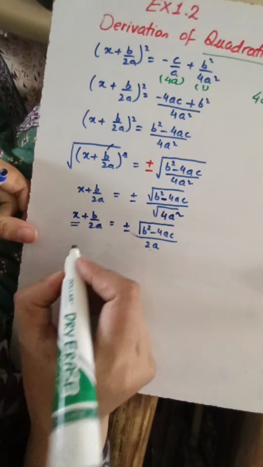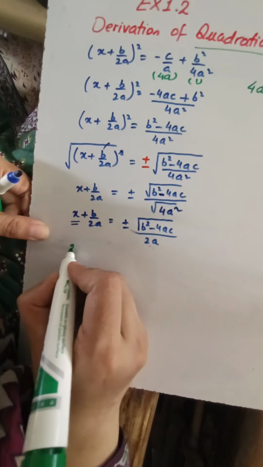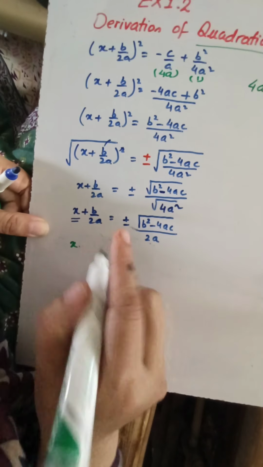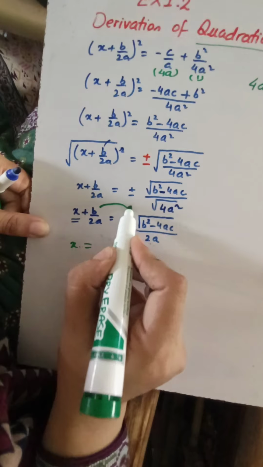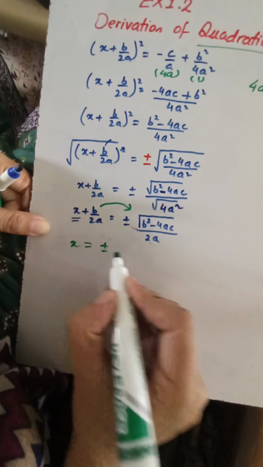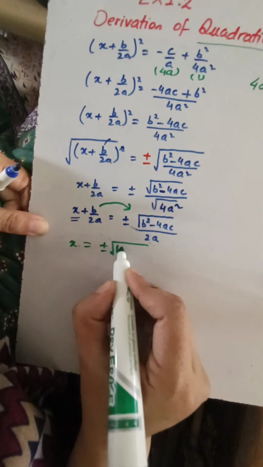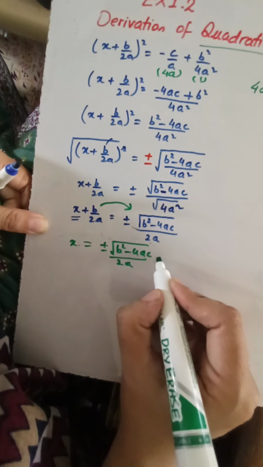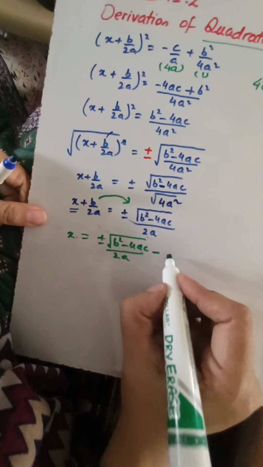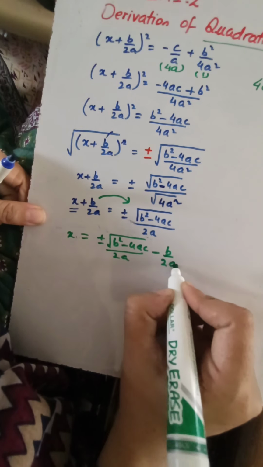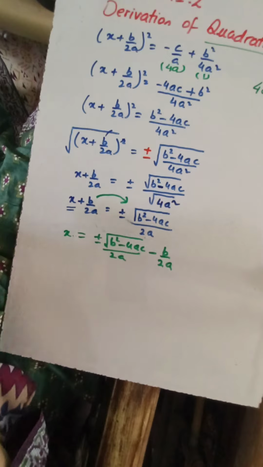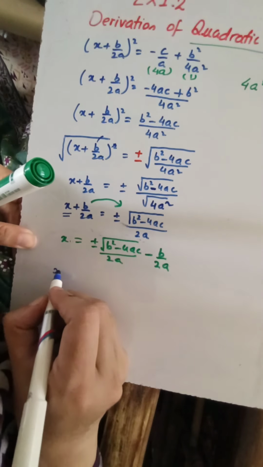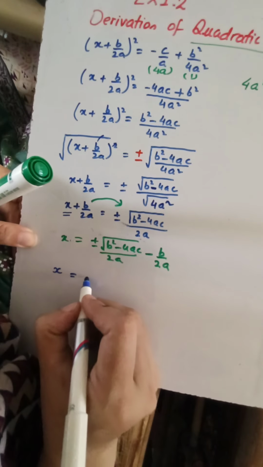Okay, after this step what do we have? x plus, I'm going to shift this to the right hand side. Okay, I will shift this to the right hand side, and I will write c over 2a minus b over 2a. Now in the next step, I am going to write this first and this second, because it will be more convenient like this.